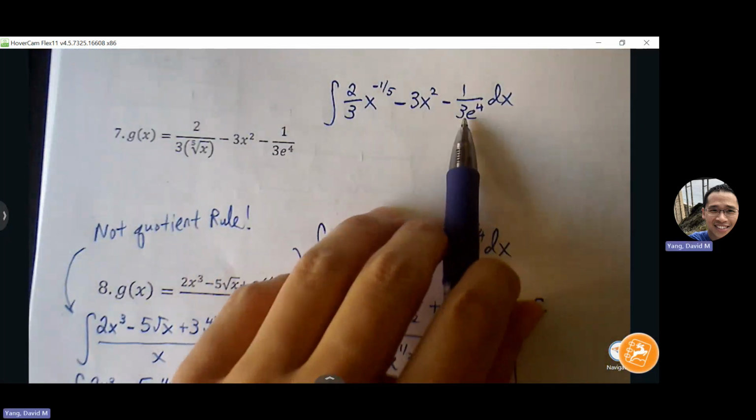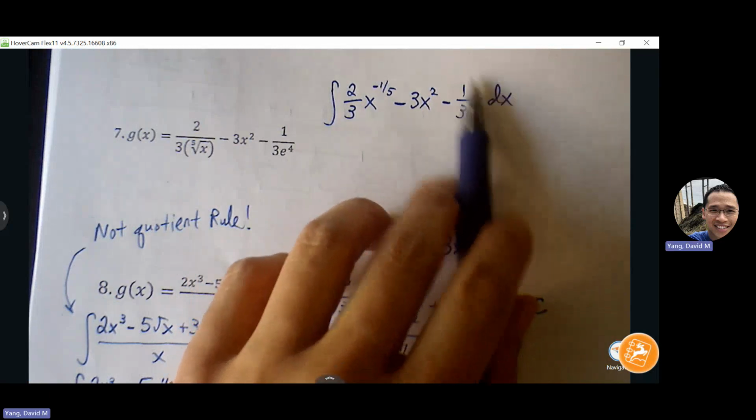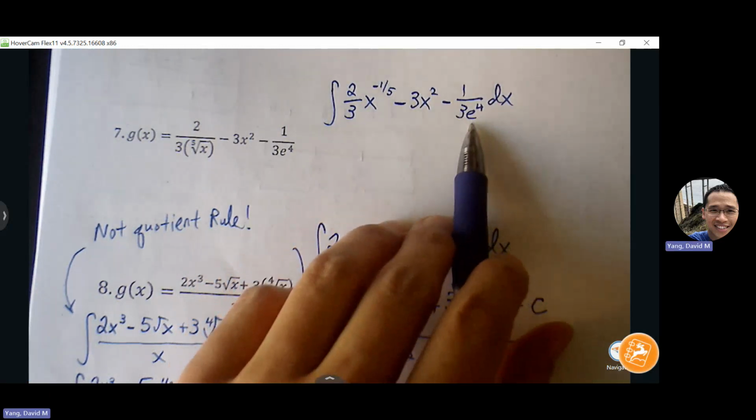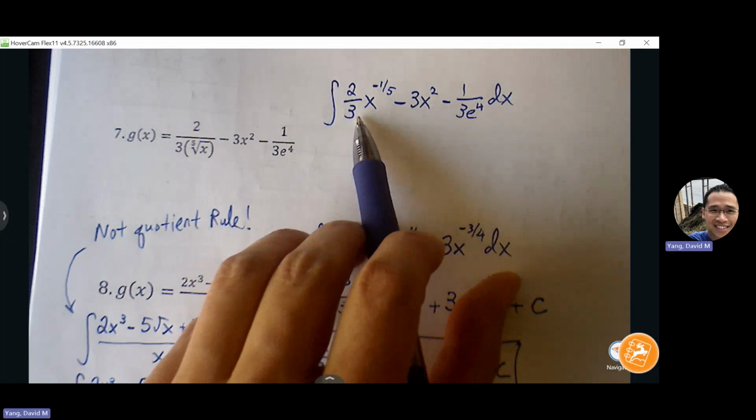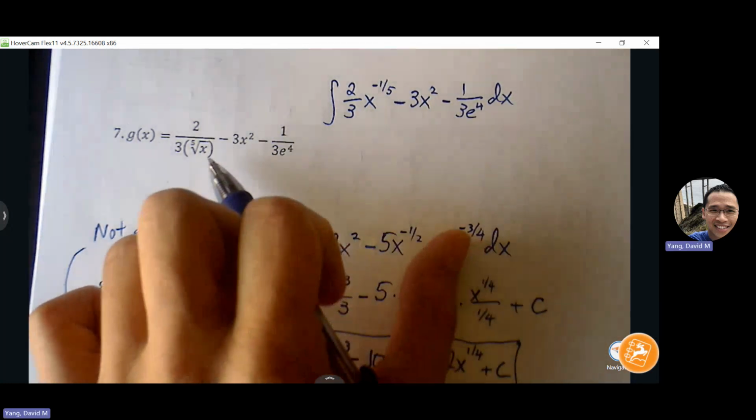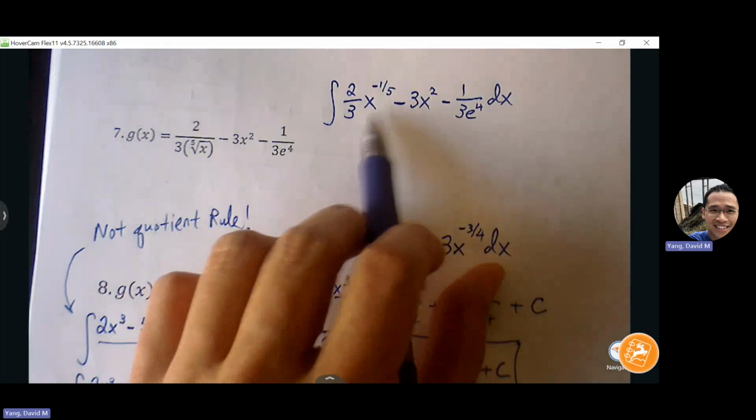Yeah, there's no need to move that E. This is just some constant. That's just some messy constant. And then, I did adjust my first term, the radical converted to rational, and then pushed up to the top.